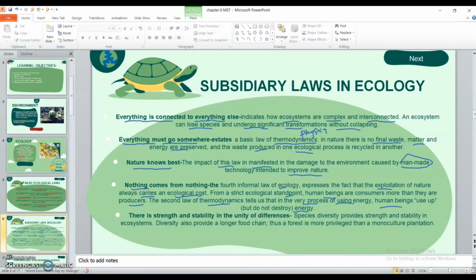The last one is there is strength and stability in the unity of differences. Species diversity provides strength and stability in an ecosystem. Diversity also provides a longer food chain. That is why a forest is more privileged than a monoculture plantation. That is the subsidiary laws in ecology.